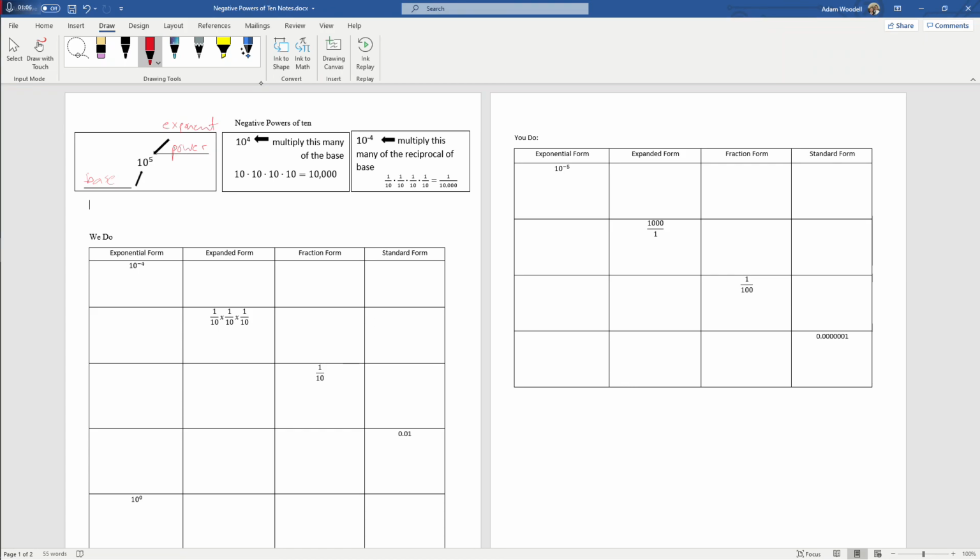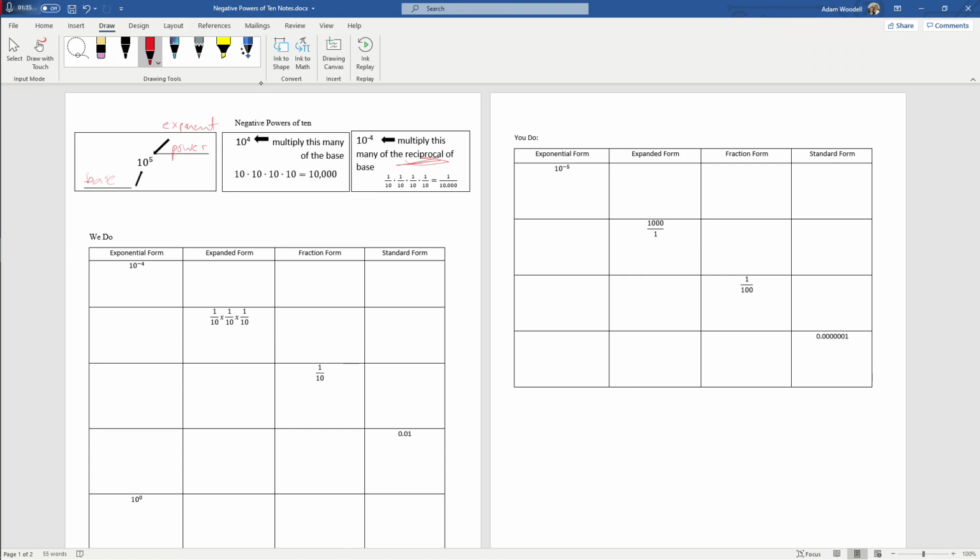So we're talking about negative powers of 10, which is basically the same idea, except instead of the base, we're taking the reciprocal of the base. Meaning, we take our base and flip it upside down, we put a 1 over top of it. So let's get into some of these we-dos together. The exponential form is going to look like 10 to the negative 4th. Again, we're talking about negative exponents, so we're going to review positives and negatives.